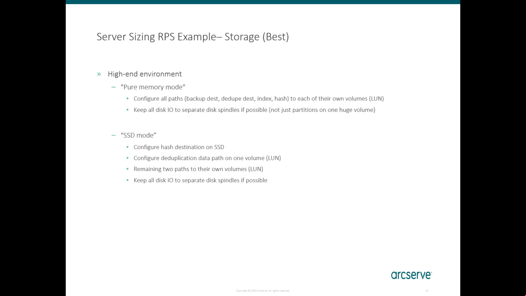For larger environments, the best strategy, of course, is to provide the best disk IO with separate spindles if at all possible. Everything should be configured in their different locations. If you decide to do SSD, you can see how SSD has its own hash destination, and you can configure everything else either in one volume or separate them. It really depends on the investment and type of IOPS that are used. But typically, the idea is to, again, keep all disk IO on separate spindles if needed.